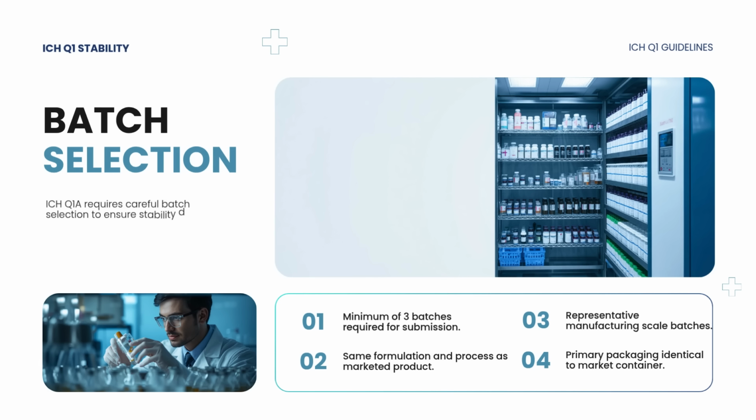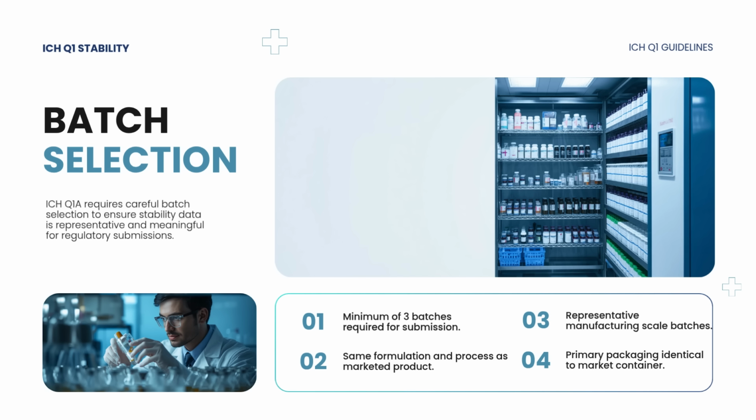So, when we talk about the batch selection in the context of stability testing, it's crucial to understand why this step is so important. According to ICH guideline, the batches we choose must be representative of the product that will be marketed. This means using the same formulation and manufacturing process to ensure the data we collect is meaningful and can be relied upon for regulatory submissions.